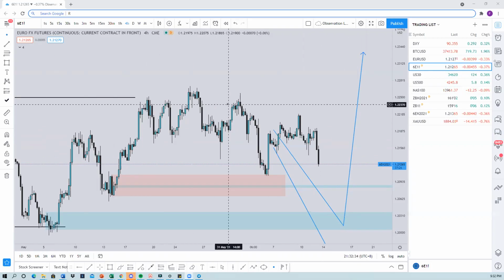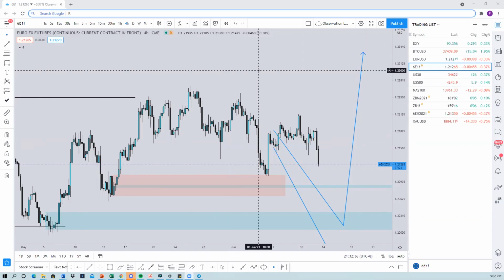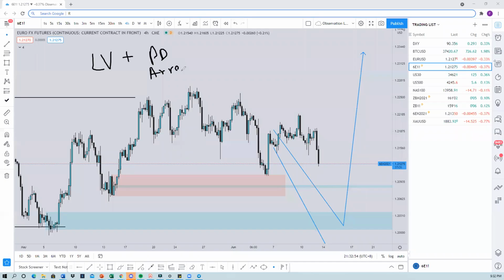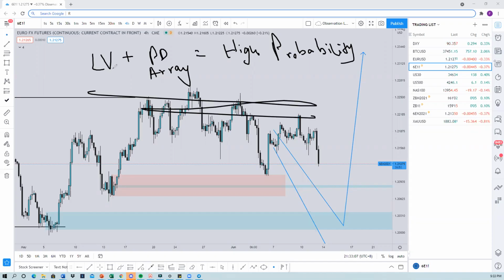Okay, so that's pretty much it regarding premium discount, the PDRA matrix, coupling the highest probable PDRAs together. Just as a way of remembering it very easily, think of it like this: liquidity void plus PDRA equals high probability. Now I'll show you another example. Liquidity void plus PDRA is equal to high probability trading.